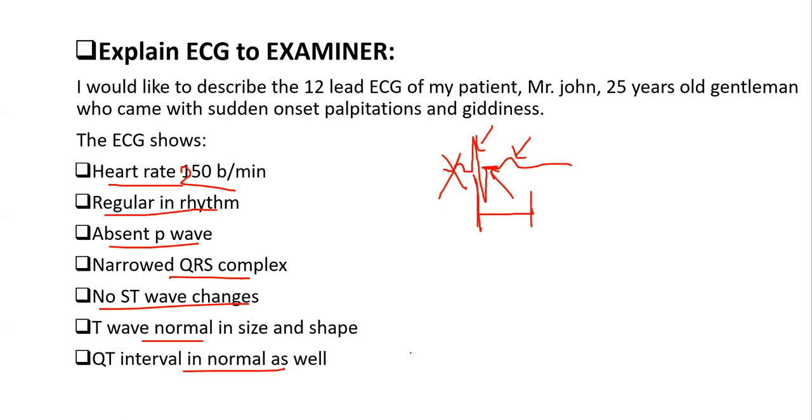Okay, so this is how we interpret an ECG and explain that to an examiner. So always a format should be there. It should not be a haphazard explanation. So first rate, then rhythm, then talk about P wave, QRS complex, ST segment, T wave, and then QT interval.